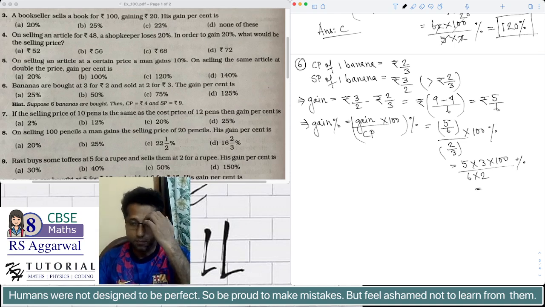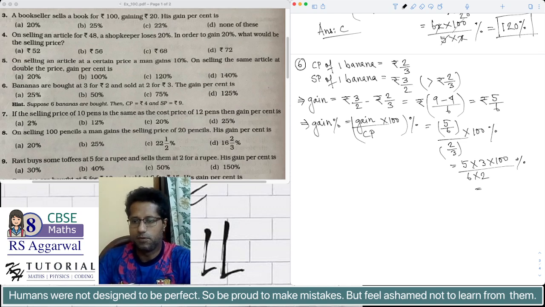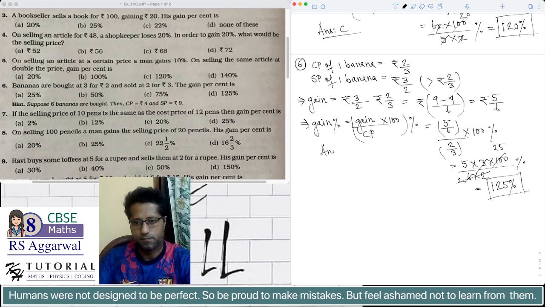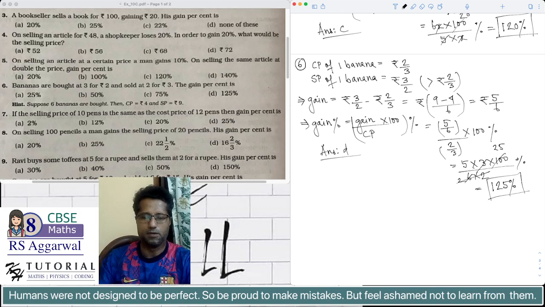This is equal to, 3 divides 6 with 2 and 4 divides with 25. So this is 125. 125 is the gain percent. So the answer is choice D. D is the correct choice.